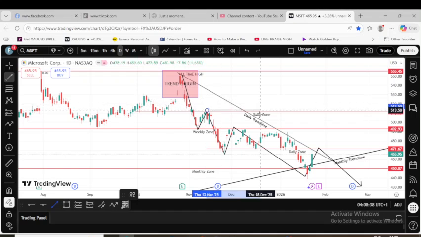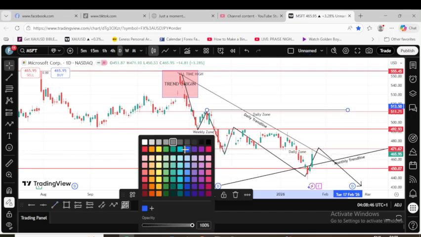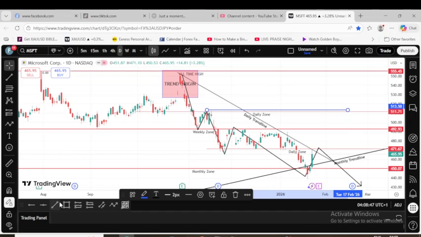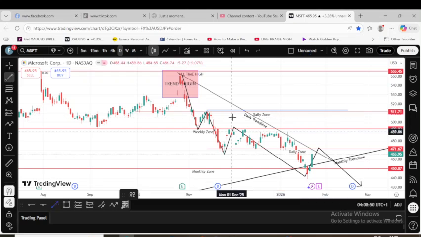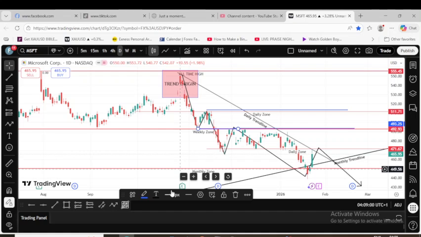So now we identify our lower highs and our higher lows. So this is our lower high. Let's change the color to blue. So this is our lower high. This is another lower high. So far we only have two. So now let's identify our higher lows as well. Sorry, I said higher highs, higher lows. This is our higher low.